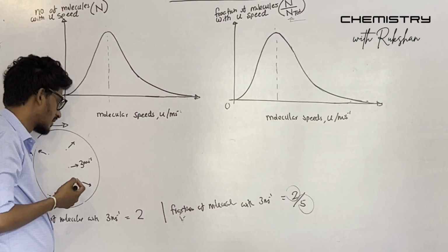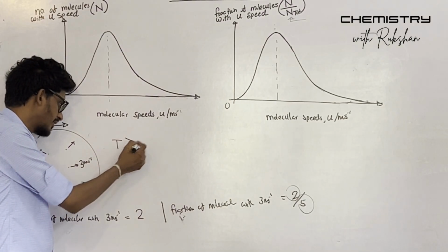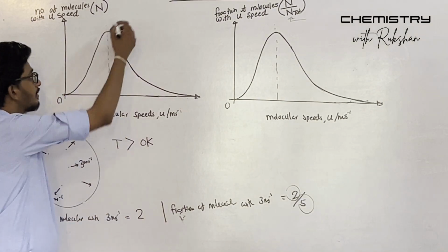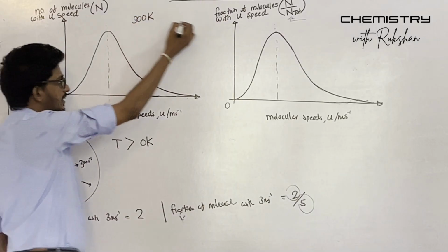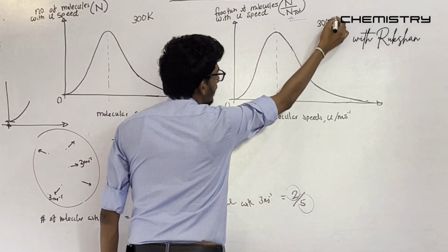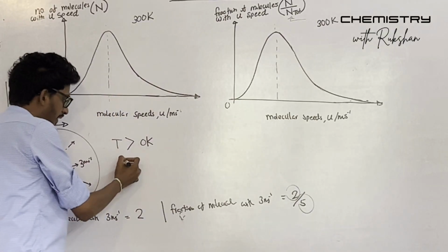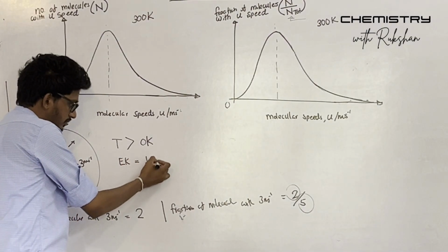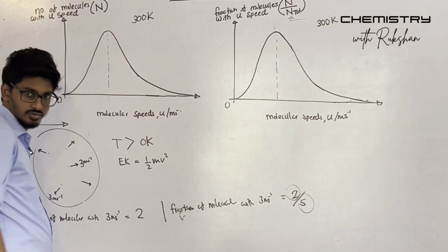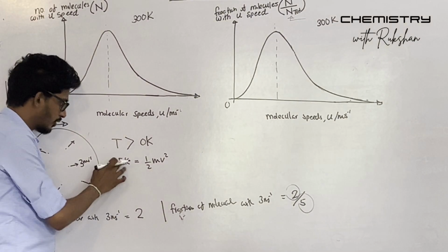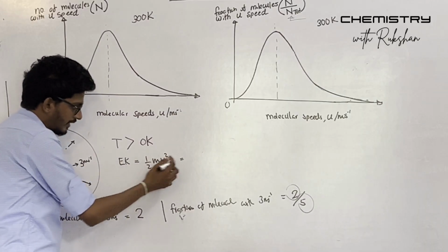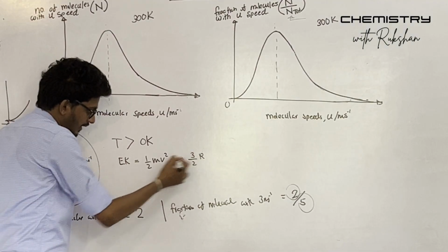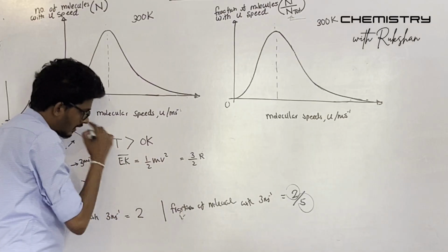As we are dealing with temperatures greater than 0 Kelvin, you can't achieve 0 Kelvin. These are at some temperatures greater than 0 Kelvin, 300 Kelvin or something. Then the kinetic energies are not going to be 0. Then the EK has a value not equal to 0, because we know the kinetic energy is equal to this, the average kinetic energy.